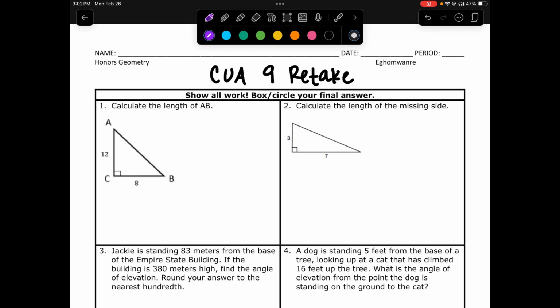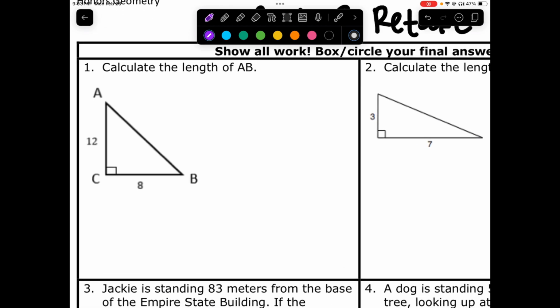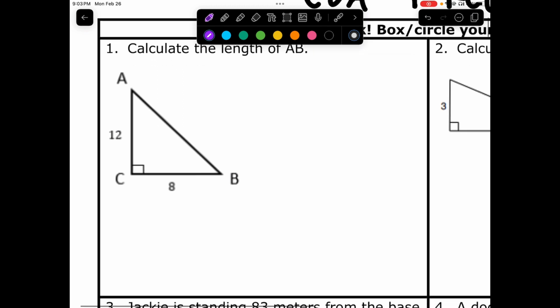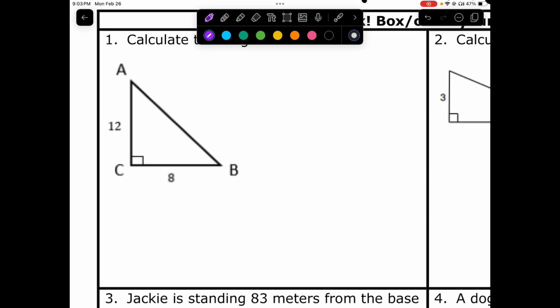CUA 9 retake. Let's go. Calculate the length of A, B. So we see here that we have two sides. No angles are labeled. We have no way of knowing what they are, but we can use the Pythagorean theorem.